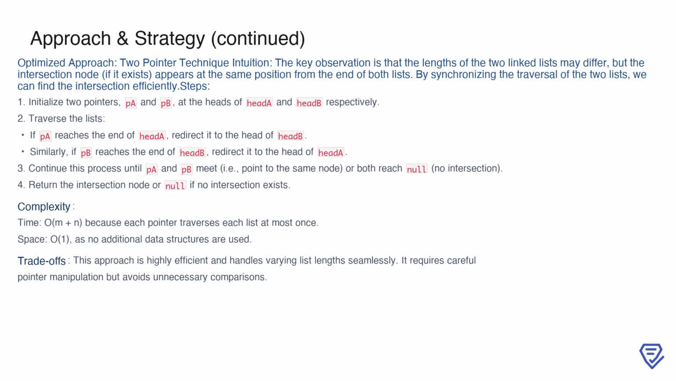A more efficient solution is the two-pointer technique, which cleverly synchronizes the traversal of the two linked lists. The main idea here is to align the pointers for both lists by redirecting them when they reach the end of their respective lists.